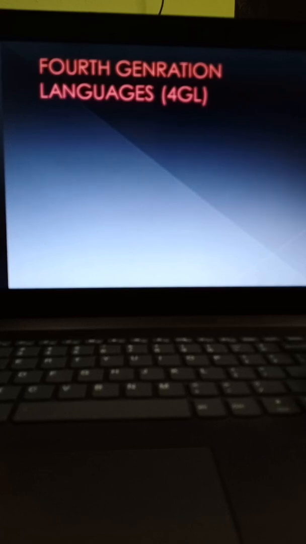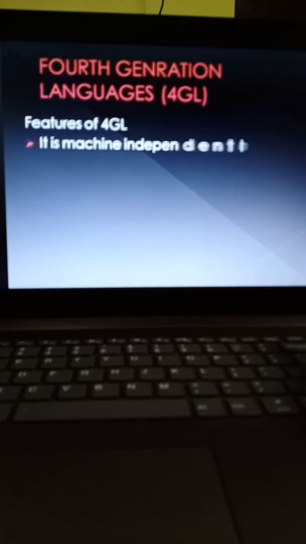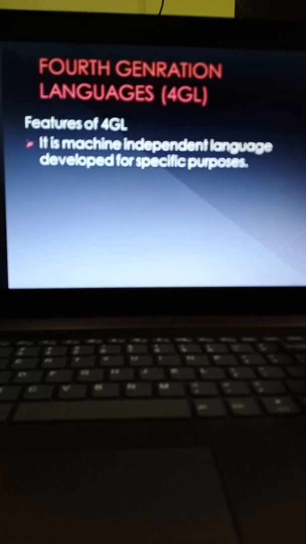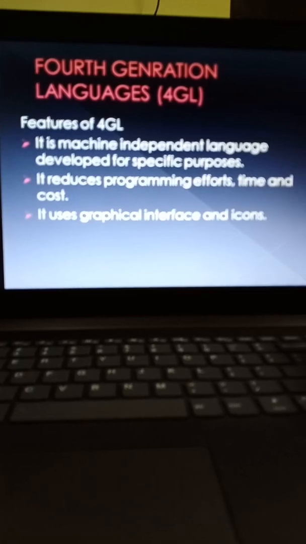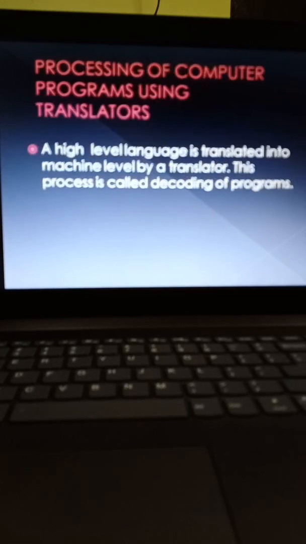Now I tell you about the features of fourth generation languages. It is a machine-dependent language developed for specific purposes. It reduces programming effort, time, and cost. It uses graphical interface and icons. So, do you know Lady Ada Byron is known as the world's first computer programmer.